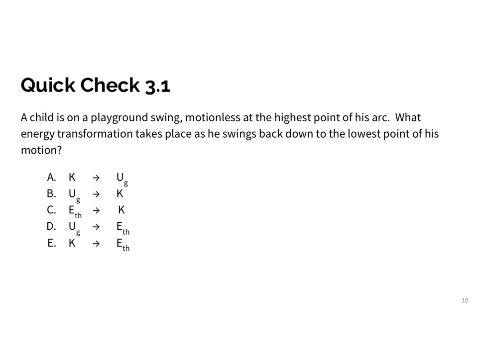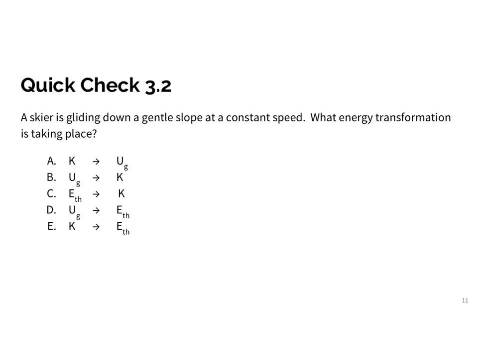So we've got a quick check. A child's on a playground swing, motionless at the highest point. What energy transformation takes place as he goes back down? Well, at the highest point, they have potential energy, and as they swing back down, that becomes kinetic energy. Another one: a skier is gliding down a gentle slope at constant speed. Well, they have all this potential energy as they're going down, but they're not increasing their kinetic energy. Therefore, that potential energy is actually going straight into friction.